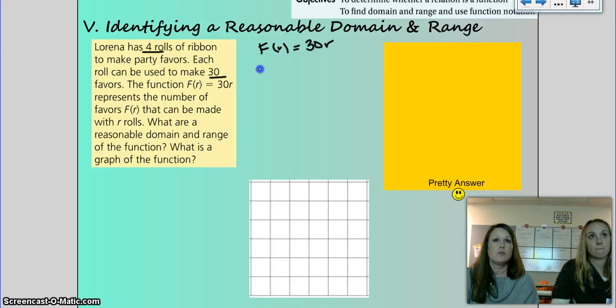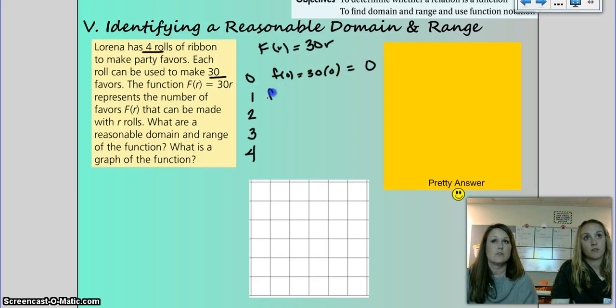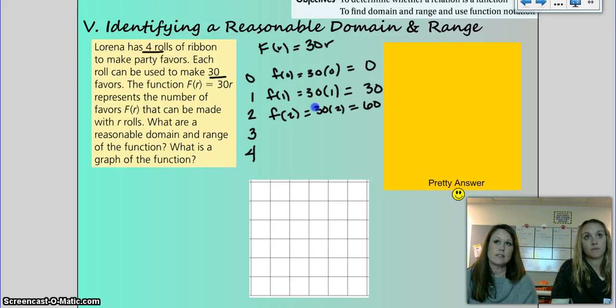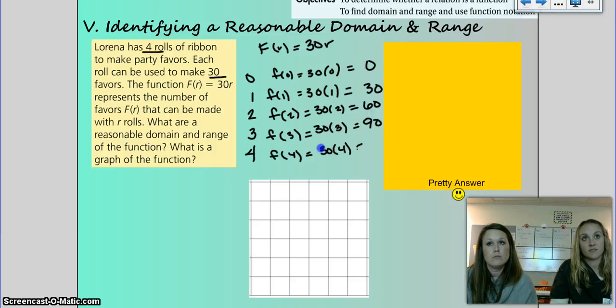Okay, so I'm going to go 0, 1, 2, 3, 4, because 4 is my highest amount. Then I'm going to plug those in. So if I have 0 rolls, I have 0 favors. If I have 1 roll, I can do 30 favors. If I have 2 rolls, f of 2, I can do 60 favors, because 30 times 2 is 60. If I have 3 rolls, f of 3, I can do 90 favors. And the last one, f of 4 rolls, I could do 120 favors.